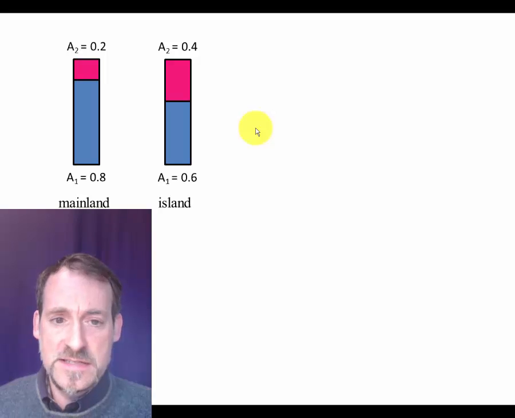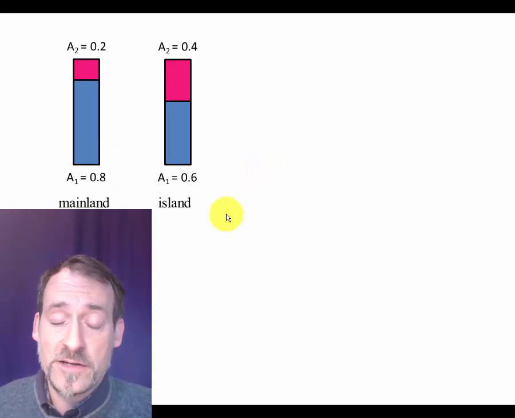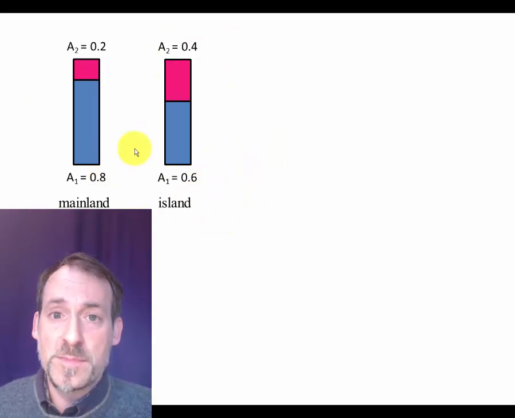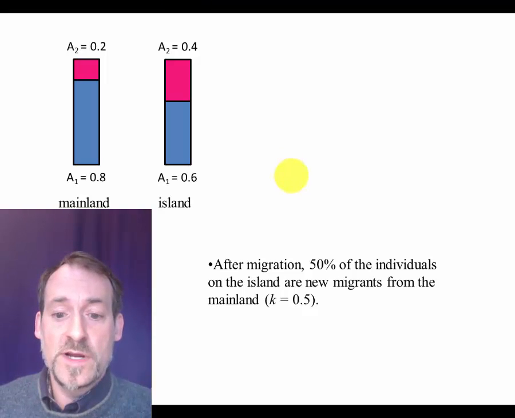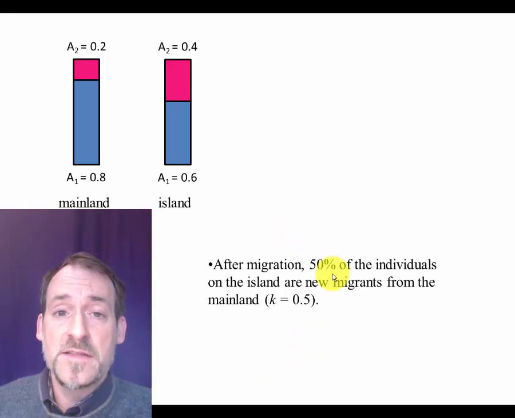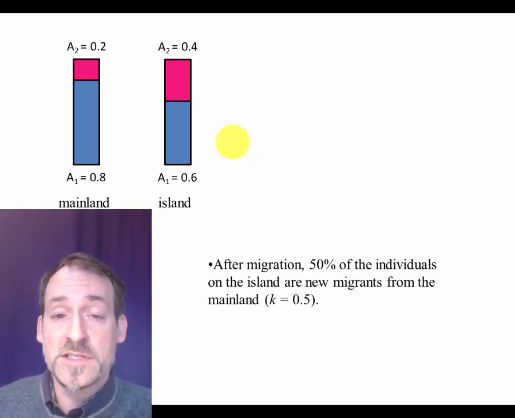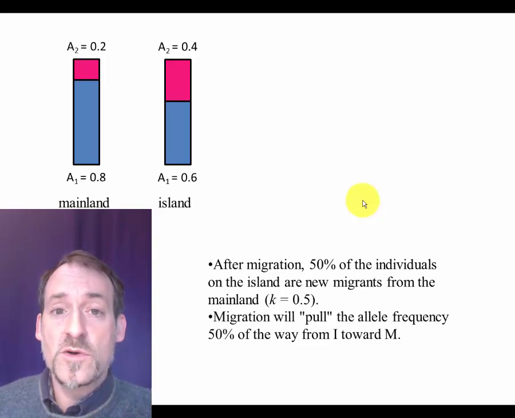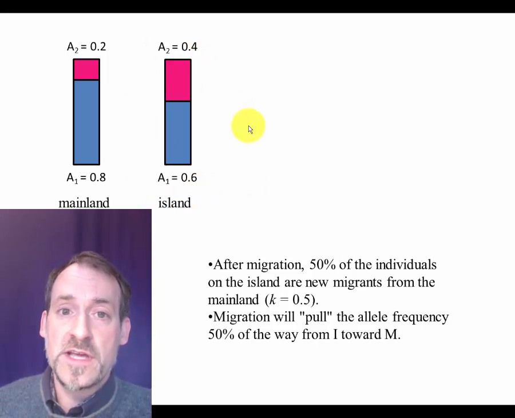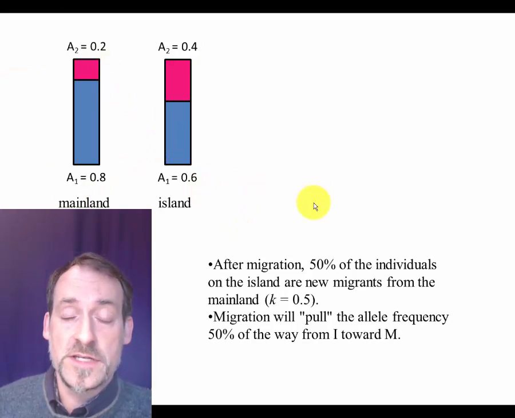Well, it's pretty easy to tell, because 50% of the individuals on the island after migration are going to be from the mainland, and the other 50% will have been from the original inhabitants of the island. You can call the migration rate or the migration percentage K. That's the percentage of the island that consists of new immigrants right after migration. What that's going to do is pull the allele frequency on the island 50% of the way from what it is here toward what it is over here.